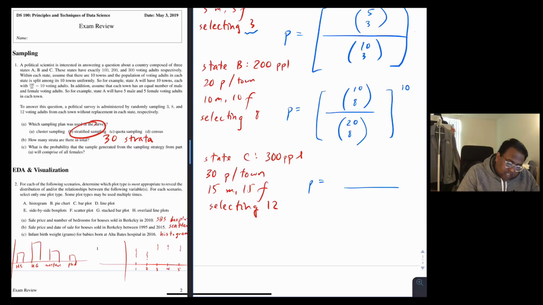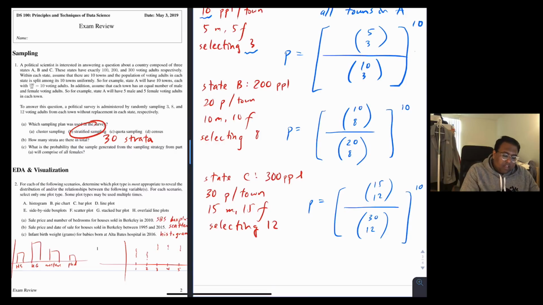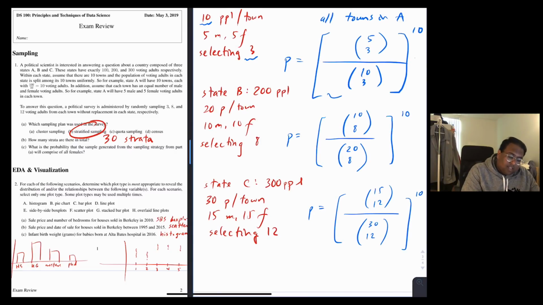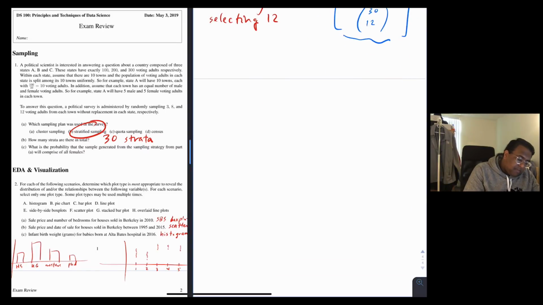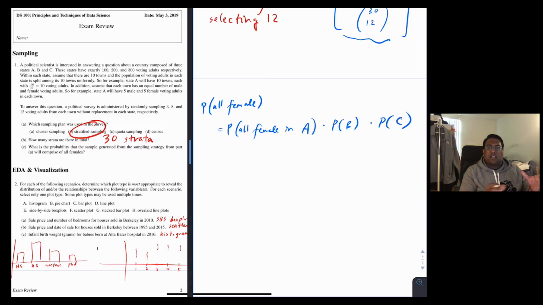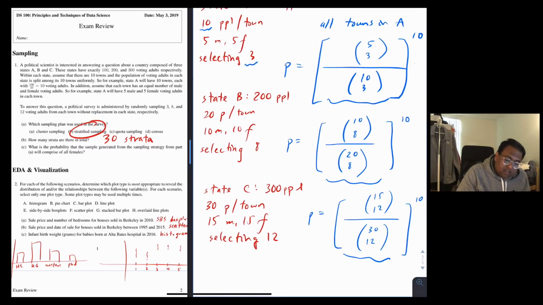And lastly, for state C, very similar. Denominator would be 30 choose 12. Numerator, 15 choose 12. That's for one town. For all of them, we raise it to the power of 10. Okay, so now we have individual probabilities for all towns in state A, all towns in state B, and all towns in state C. So now the probability that all selected are female is just the probability that all are female in state A times the same thing for state B times the same thing for state C, because it's an and and these things are independent. So we can just multiply the 3 previous results we just had.